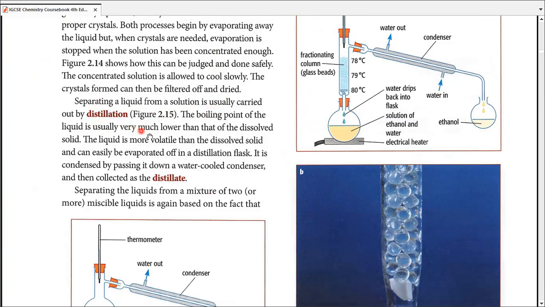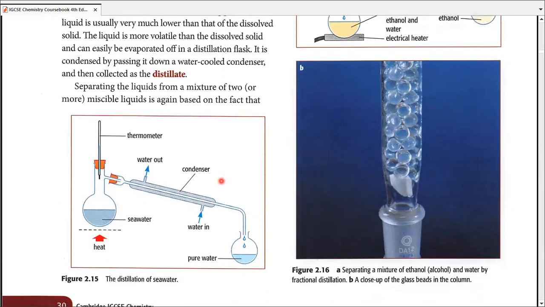Separating a liquid from a solution is carried out by distillation. How do we manipulate the boiling point property? Boiling point जो होता है liquid का, that is much lower than that of the dissolved solid. ठीक है? So liquid is more volatile. Liquid can be easily evaporated. What this line means is that we can evaporate the liquid much easier than we can separate the solid by heating. All right. So what we can do is evaporate off the liquid, but we can actually collect it and condense it back to a liquid form. That we do by a water-cooled condenser, which is separate.